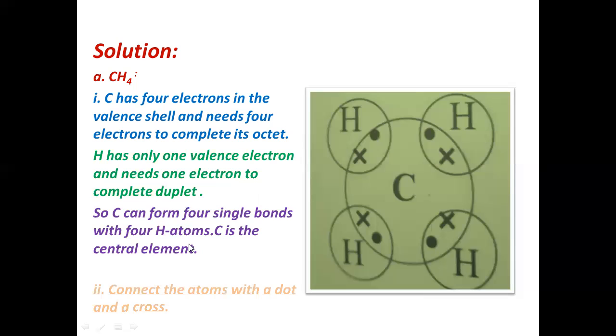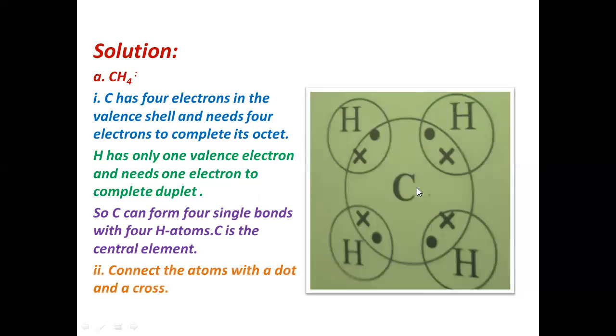You can see here that carbon is the central element, and we will represent the electrons of carbon by a dot. So 1, 2, 3, 4. There are 4 dots, and the electrons of each hydrogen atom by crosses. This is the electron of this hydrogen atom, electron of this hydrogen, electron of the third hydrogen, and electron of the fourth hydrogen atom. So you can see that all these 4 hydrogen atoms shared one electron with the carbon atom and will form 4 single covalent bonds with the carbon atom.